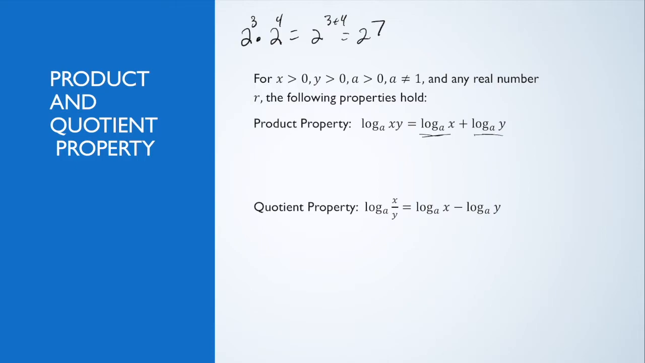Same thing with the quotient property, right? If I have log base a of x over y, that's log base a of x minus log base a of y. And that makes sense as well. Why? Well, because when I'm dividing exponents, what I'm doing is I'm subtracting their powers. So that's why the quotient property works.